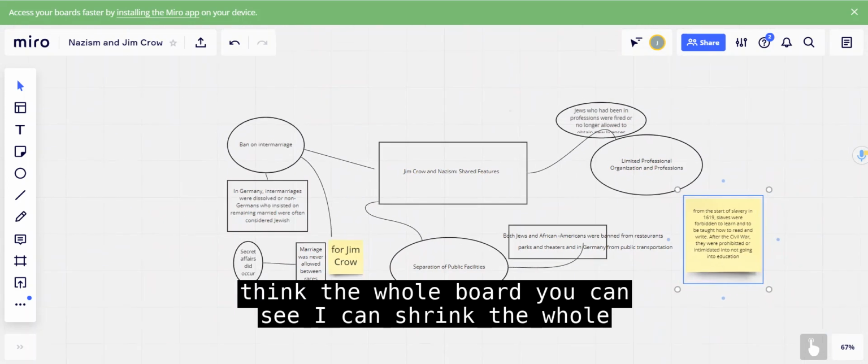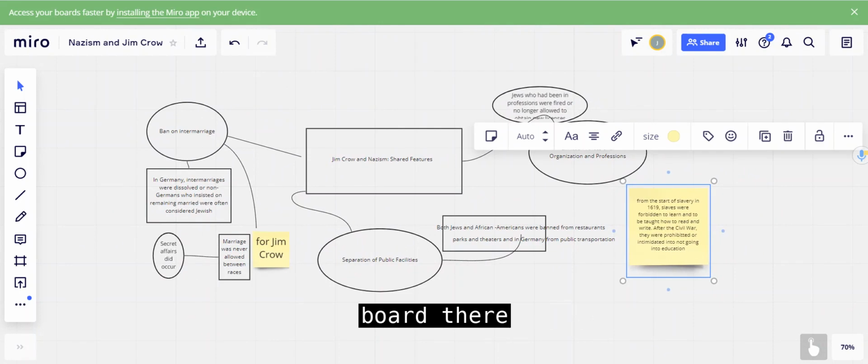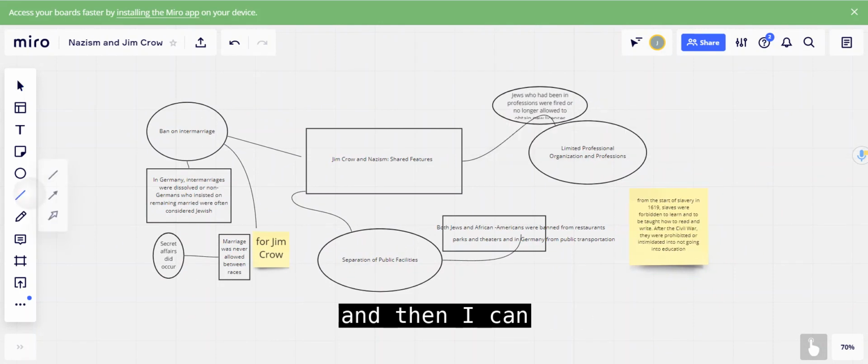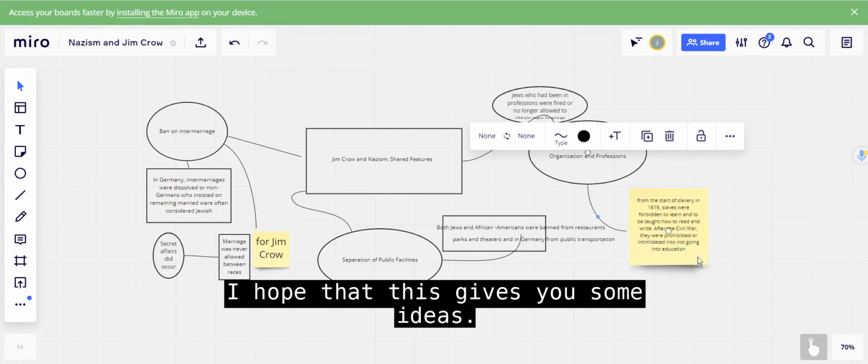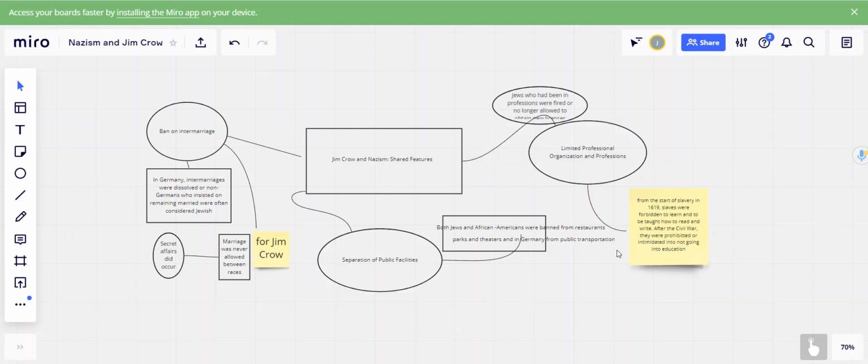And so we can shrink the whole board. You can see I can shrink the whole board there, and then I can draw an arrow connecting it. That's the start of a comparison mind map. I hope that this gives you some ideas.